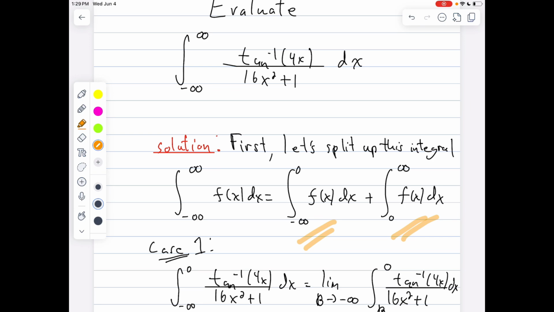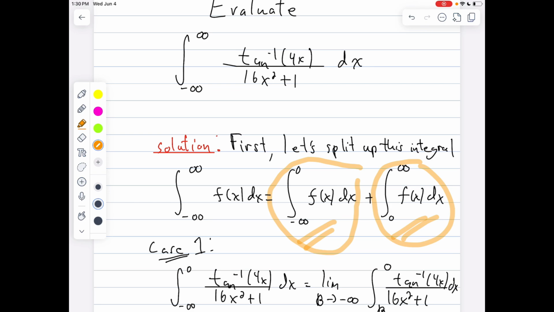And here's what we need to do. In order to determine whether the original integral converges or diverges, you have to look at both cases here. If both integrals converge, then the whole integral converges. If one integral converges and the other one diverges, then the whole thing diverges. Okay, so that's what we're going to be working on here. And if they were to both diverge, then that's a whole other story.